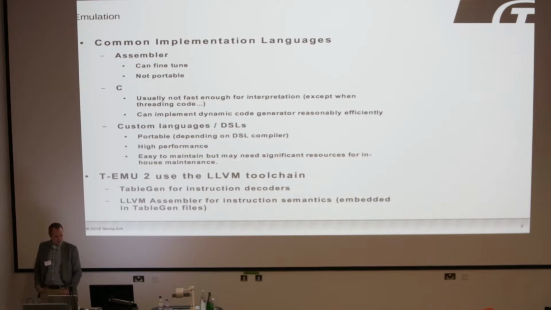C is another option. It's really nice for writing a dynamic code generator, but it's really tricky to start writing threaded instruction set translators in C because they become unmaintainable in the end. So what a lot of people do is use a custom language or a domain-specific language, and you get the portability. You need to maintain your language, but you get quite high performance, and it's easy to maintain the emulator, and so on.